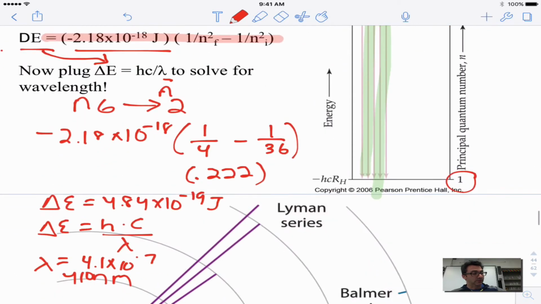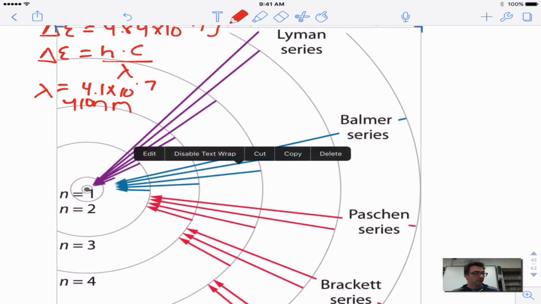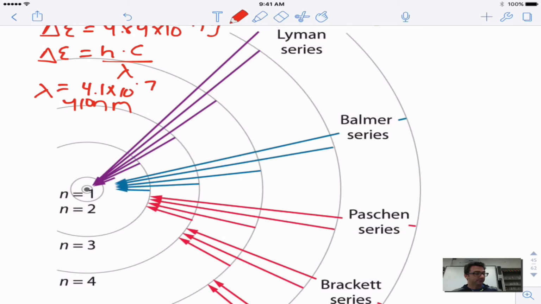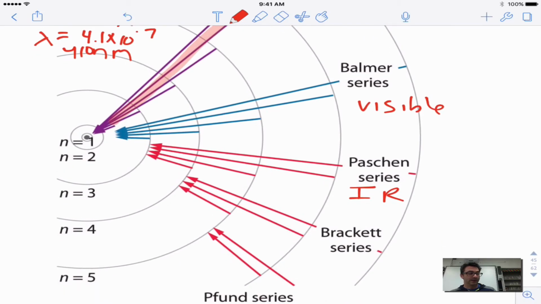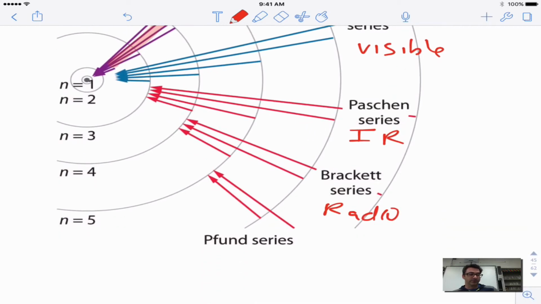And you can see the series for the Bohr model here. When an electron returns back down to the 1st energy level, it gives off ultraviolet light, and that's called the Lyman series. When an electron returns back to the 2nd level, it gives off visible light, called the Balmer series. The Paschen series will give off infrared radiation, and the Brackett will be radio. And I guess the Pfund would also be radio too, but longer radio waves.